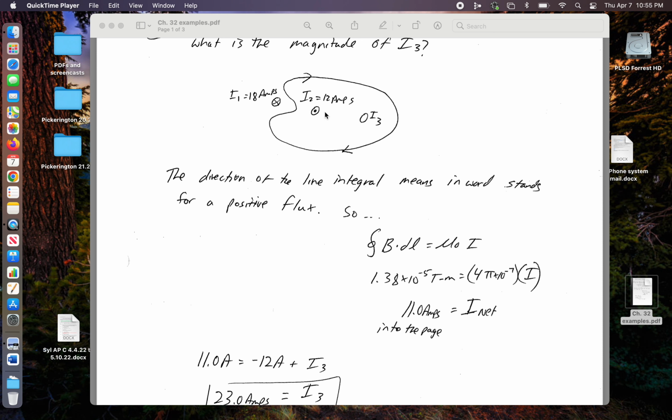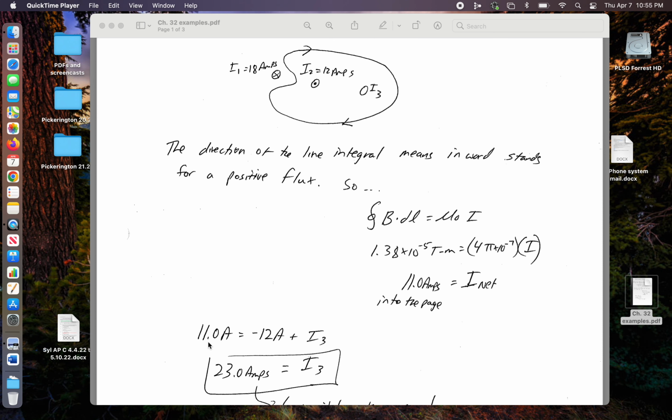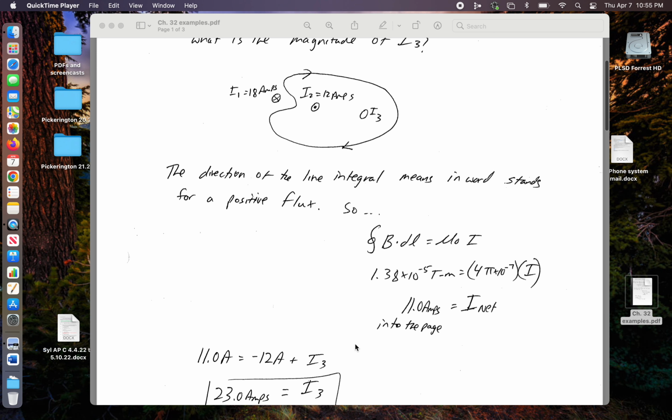Since this is coming out of the page, and we have a positive flux over here, that tells me that I3 is definitely going to be into the page. In fact, the net current into the page is 11 amps. Since the net current is 11 amps, and right now I have 12 amps pointing out of the page, I3 would have to be 23 amps pointing into the page. I1 doesn't matter at all because it's outside the bound area, not something we're concerned with.